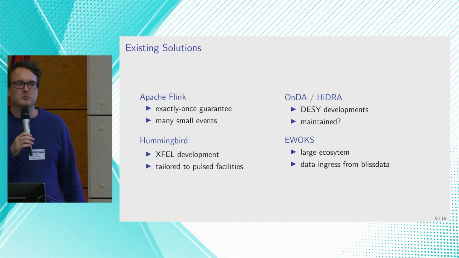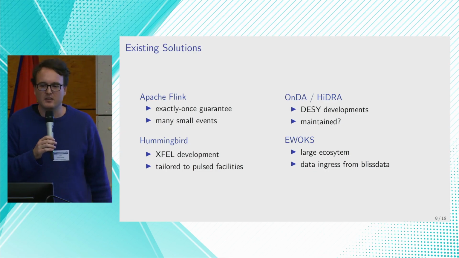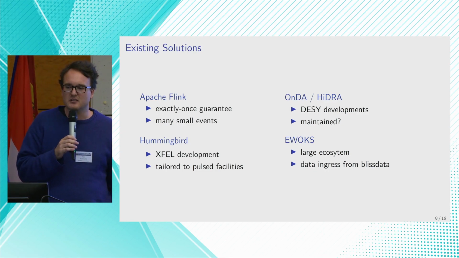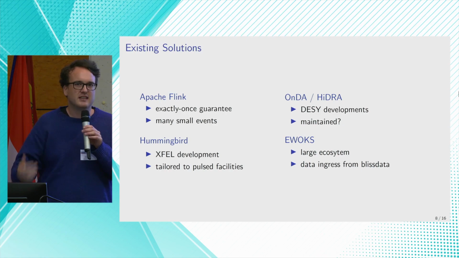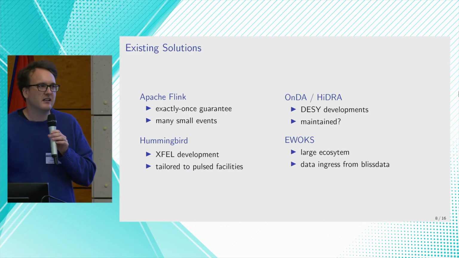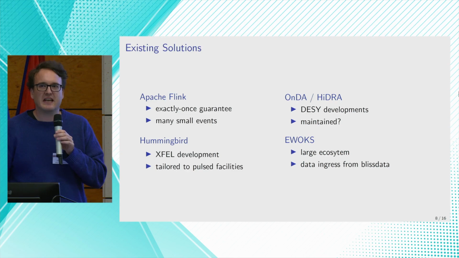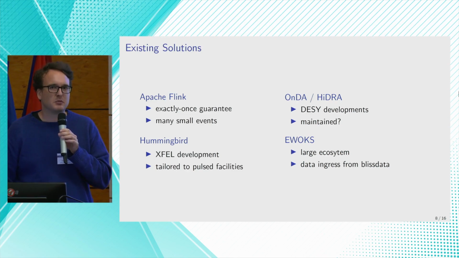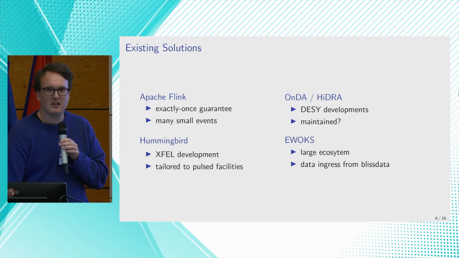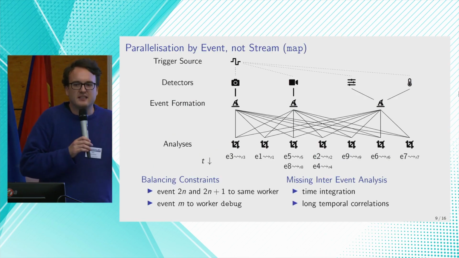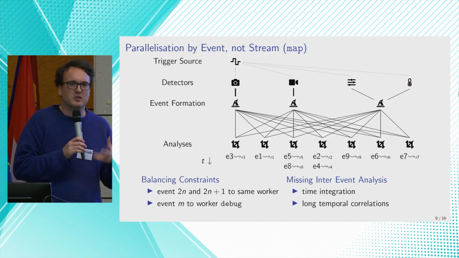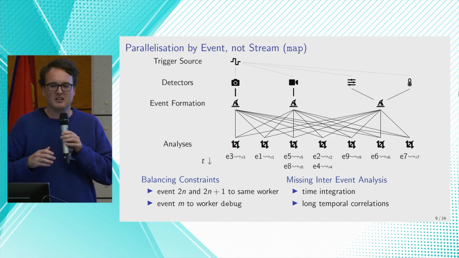And then, of course, Ewoks, we heard of it. It works extremely well. It has a large ecosystem, and it can ingress data from Bliss. And the missing point we had is that we need a system which easily does like 10, 15 gigabytes per second in processing, which needs to be distributed. So parallelization is the solution. So we do a map reduce.